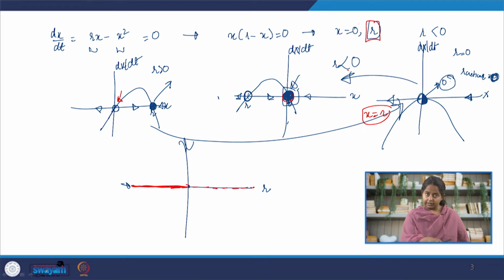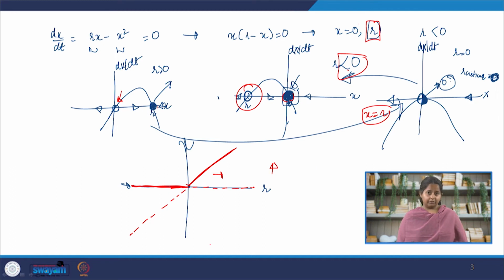When R is greater than 0, on this side, then x is equal to R is a stable fixed point. So, what we are going to see is, as R increases, this will increase, the slope will be 1. So, it is a stable fixed point. When R is less than 0, x equal to R is an unstable fixed point. So, we can show it using a dotted line. So, this is our example of transcritical bifurcation.